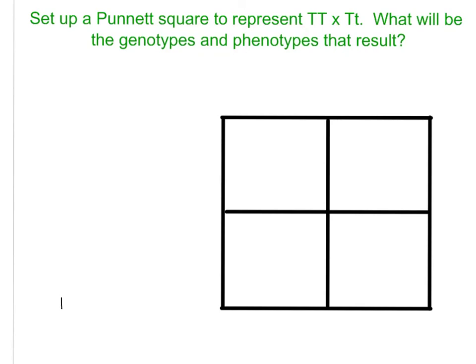Now here's a little example for you. Set up a Punnett square to represent this cross, homozygous dominant, big T, big T, crossed with this parent, a heterozygote. What will the genotypes and phenotypes be that result? I'd like you to pause the video, see if you can do it on your own, try to set it up, and then start the video again, and I'll solve it for you.